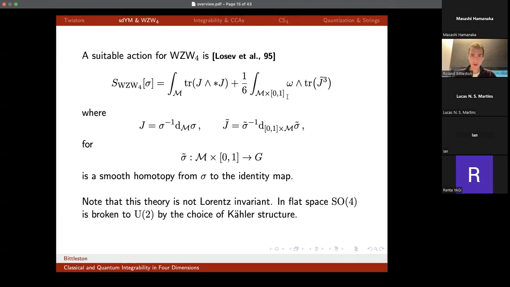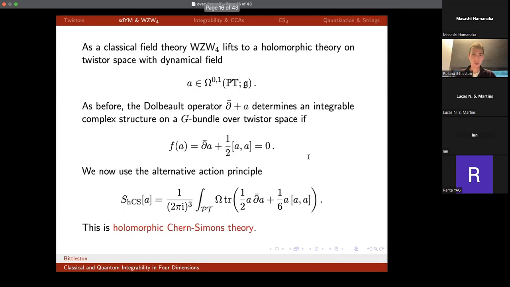And varying it, it's very easy to show that this gives you just Yang's equation. Of course, there's a cost to that, which is that by introducing this Kähler form explicitly, this is no longer Lorentz invariant in flat space. So it depends on the choice of Kähler structure. And in flat space, the SO(4) symmetry is broken down to U(2) by the Kähler structure. So this also has a twisted description.